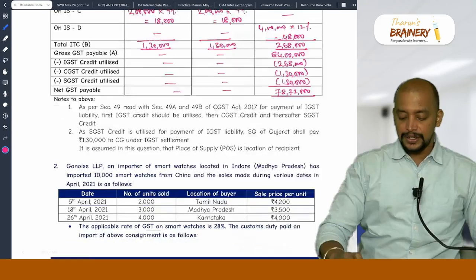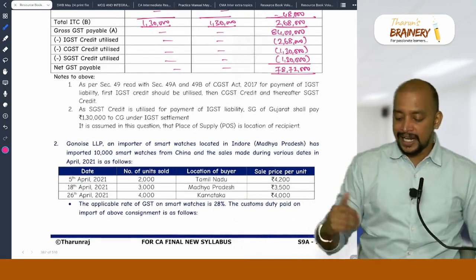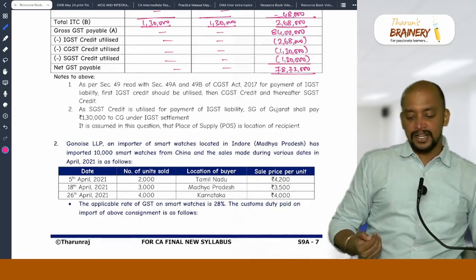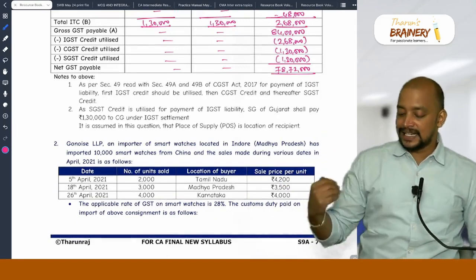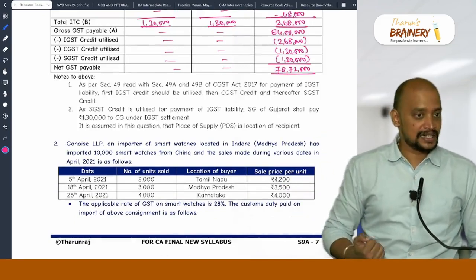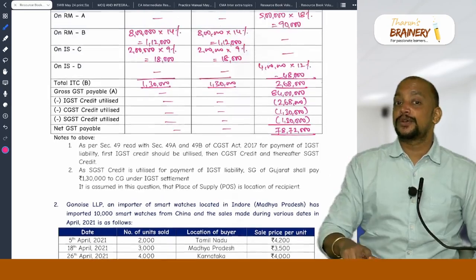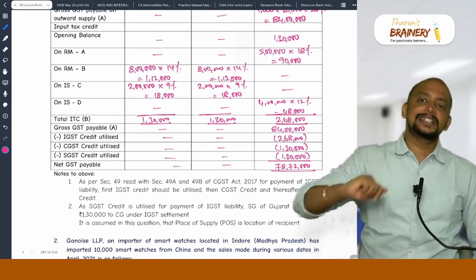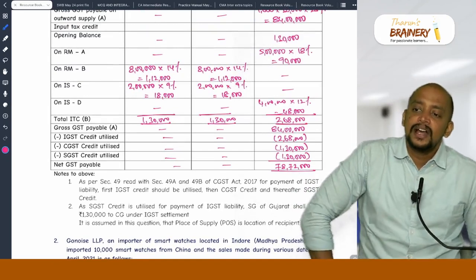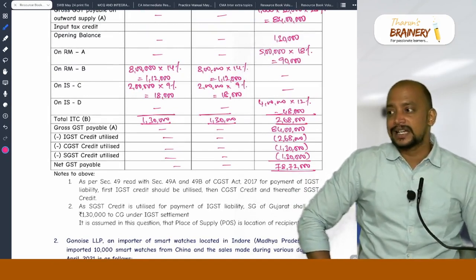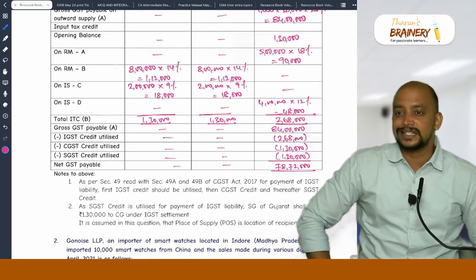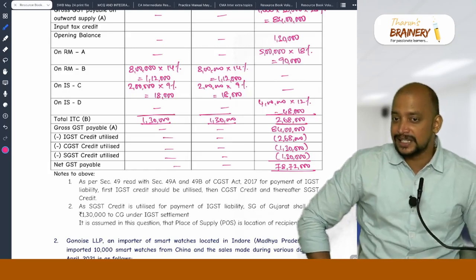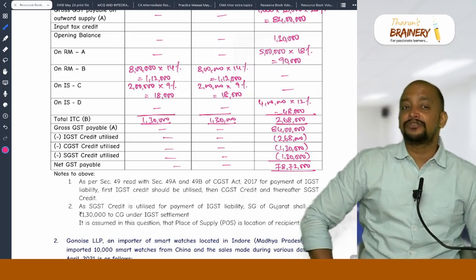So the first note you can read as: as per section 49, for payment of IGST liability, first IGST credit should be utilized, and then CGST credit, and thereafter SGST credit. And the second note is related to IGST settlement. Check whether there is IGST settlement in this place. Are we using SGST credit against IGST liability, or IGST credit against SGST liability? Are we doing that? Interchange, yes. Which credit we are using for what liability?